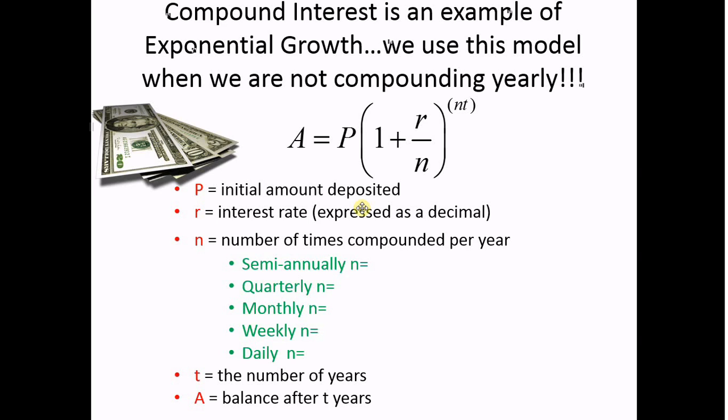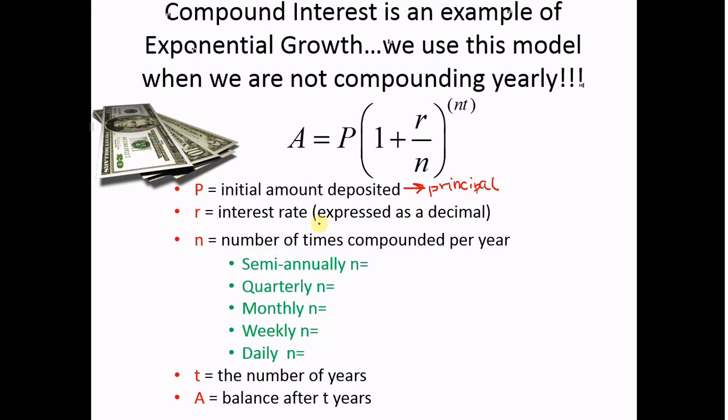So what do all those letters mean? P is the initial amount deposited. Normally it's called the principal amount that you put into the account. A lot of times for a savings account, they require you to put at least, I believe, $500 in, usually, for your principal. Interest rate expressed as a decimal is your R. So R is for rate.